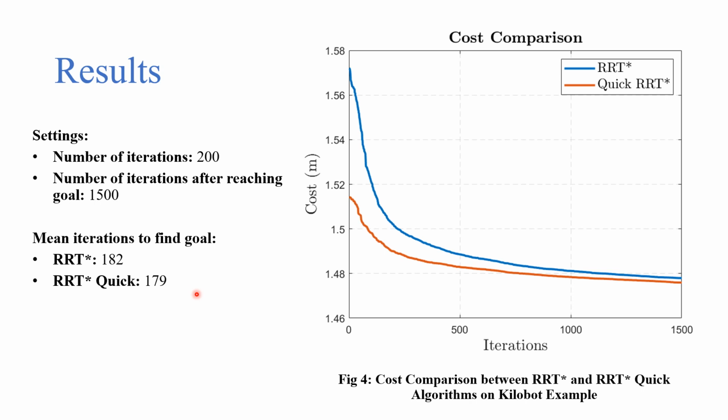So we can't really say that much about the number of iterations to find the goal. However, if we now compare the cost of reaching the goal over the 1500 iterations after reaching the goal for the first time, we can see here that the RRT star quick achieves a lower cost with the same number of iterations as compared to the RRT star. So this means that the quick RRT star approaches the optimal solution faster than the RRT star algorithm. And this confirms that the quick RRT star improves the rate of convergence of the normal RRT star.